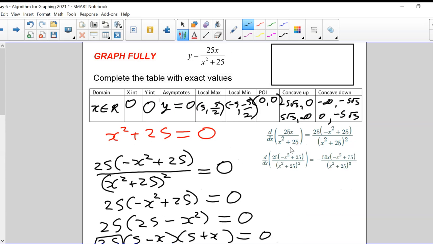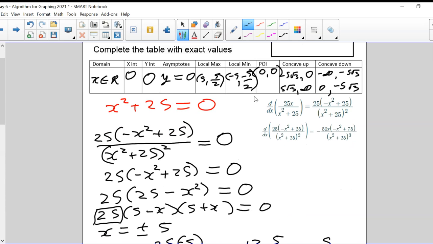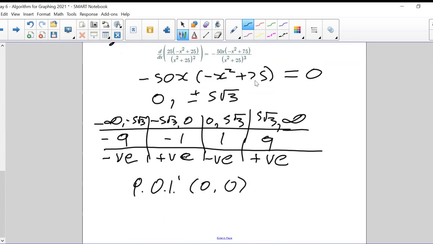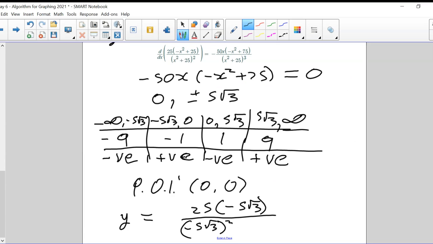But there are other two points of inflection. So let's put that into this. So 25x over x squared plus 5. That's the original function. So I'm going to say that y is equal to 25 times, let's go with minus 5 root 3 first, over minus 5 root 3 squared plus 25.